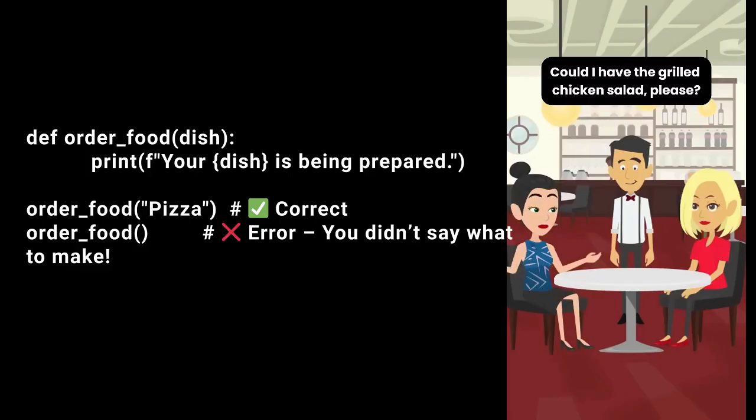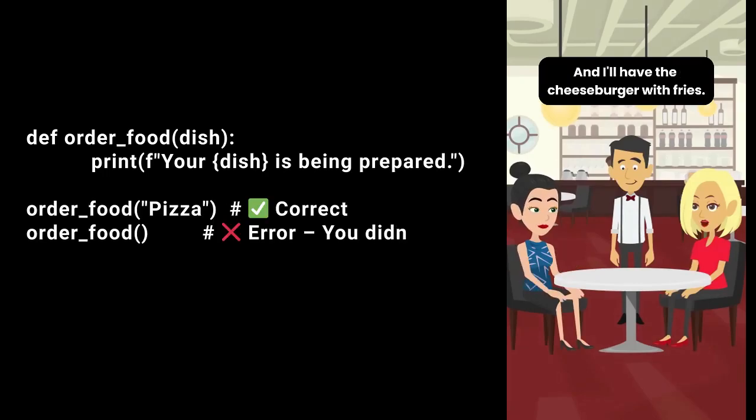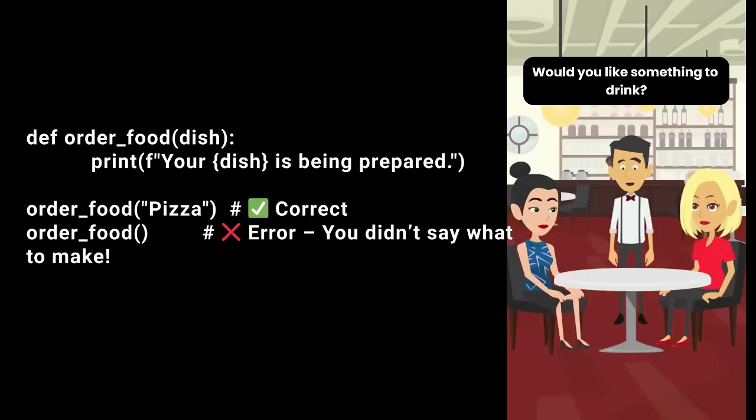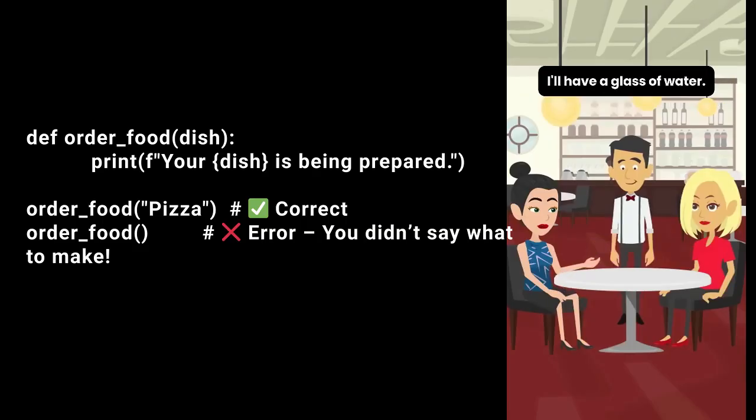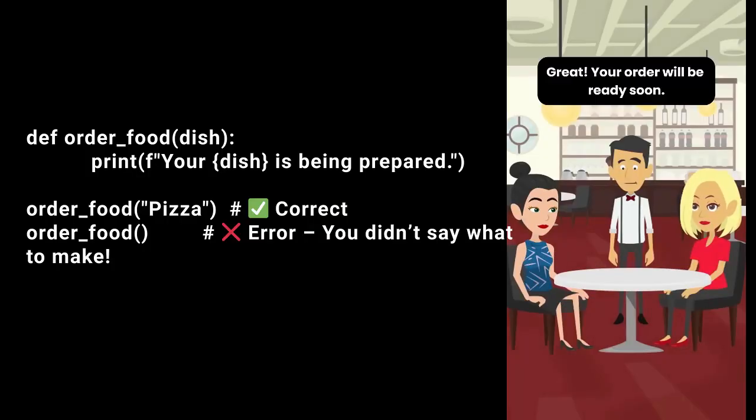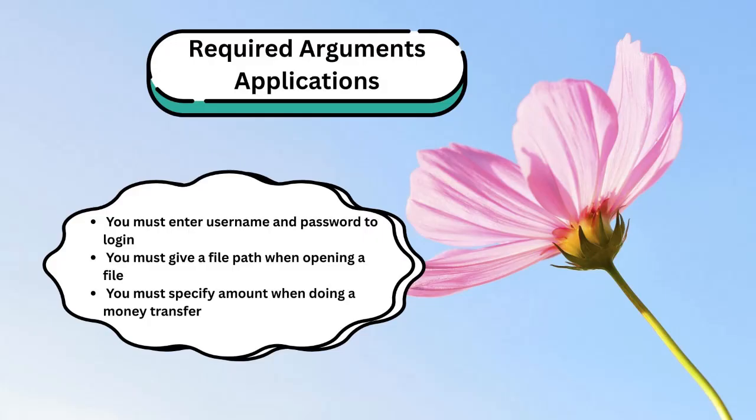Check the program here. One function is created, order_food, collecting an argument dish. While calling the function, we are passing pizza, so it is collected, and your dish pizza is ready. At the same time, if you call order_food without passing any argument, it is going to generate an error. Why? Because you didn't say what to make. Where will required arguments be helpful? You must enter username and password to log in. You must give a file path when opening a file. You must specify an amount when doing a money transfer.